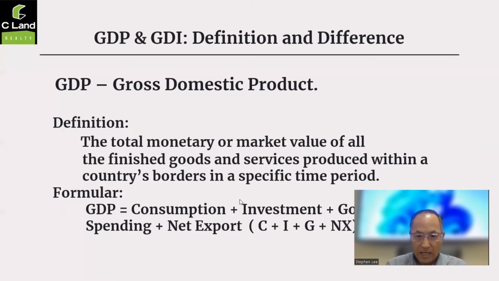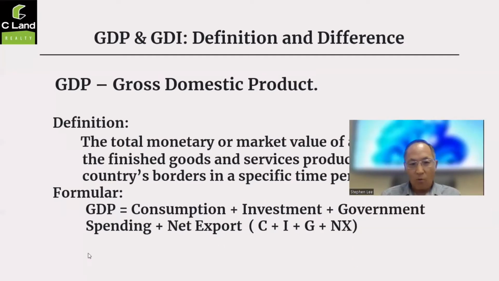And we will talk about how we calculate the GDP. Then you will know more about the GDP. And it's hard to imagine with just the definition itself. The formula to calculate the GDP is consumption plus investment plus government spending plus net export. So in a formula format, C plus I plus G plus NX.